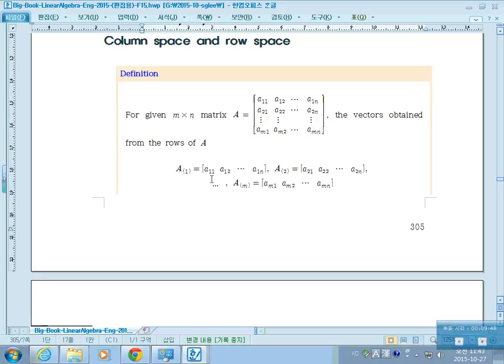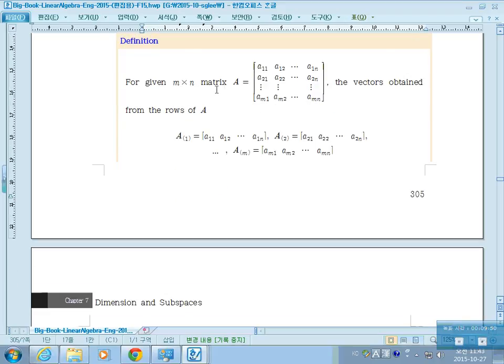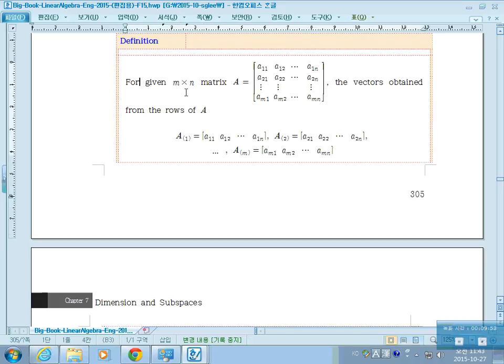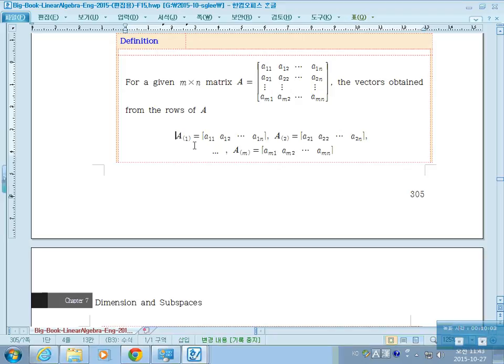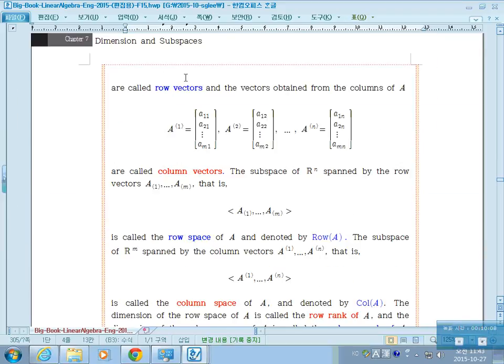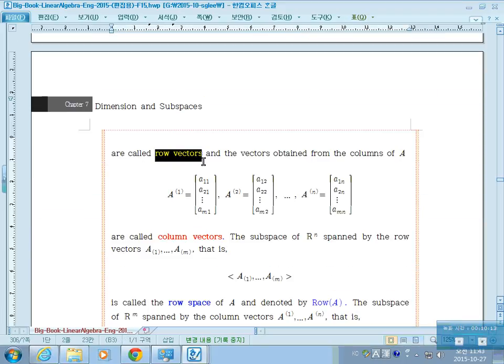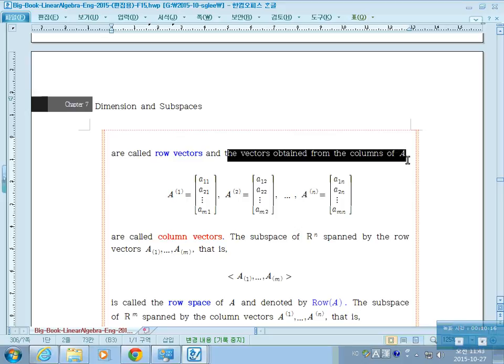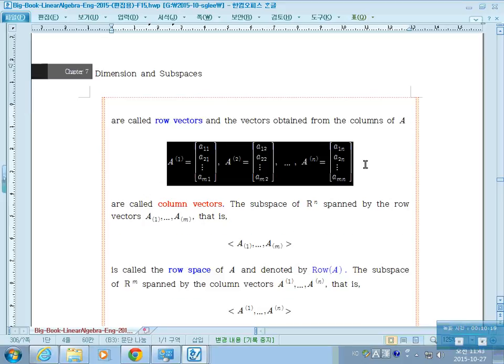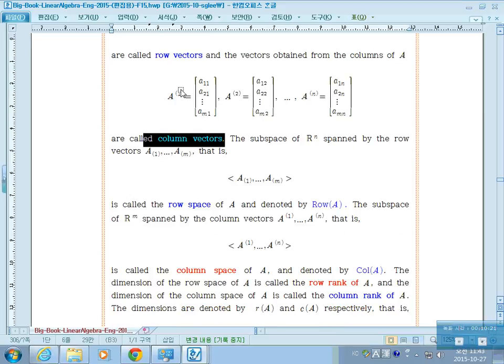And column space and row space. For a given m by n matrix A, the vectors obtained from the rows of A, like this, first row and second row and mth row, those vectors are called the row vectors, and the vectors obtained from the columns can be written in this way, and those are called the column vectors of A. This is the way that we represent the row vectors and column vectors.